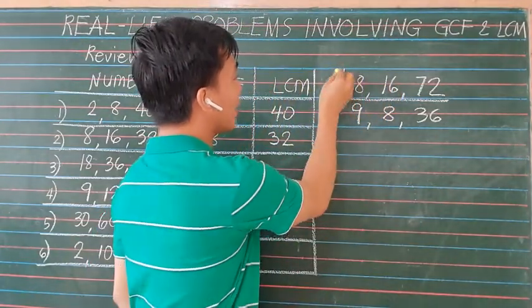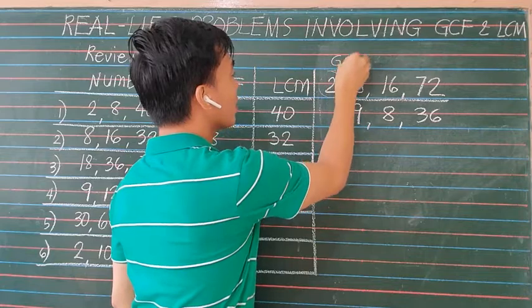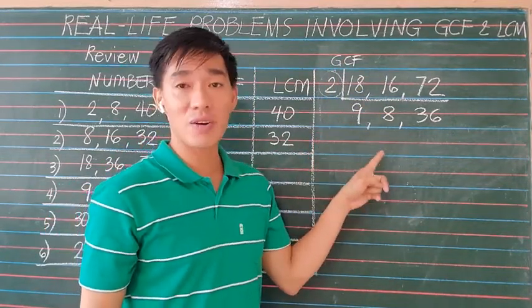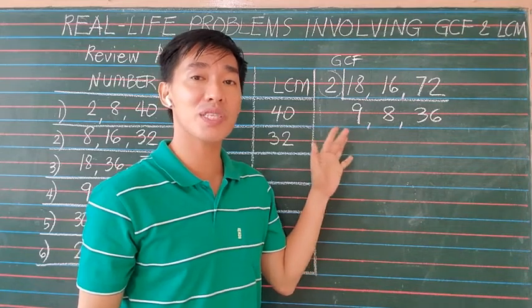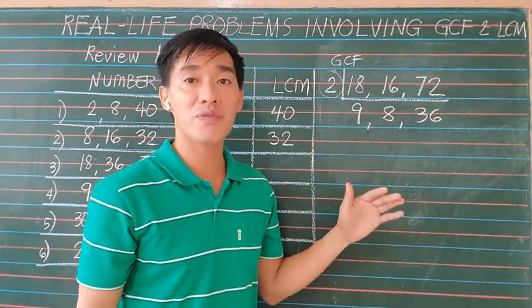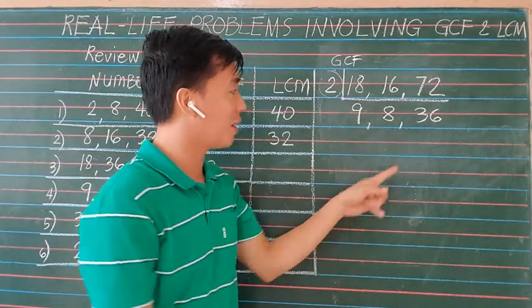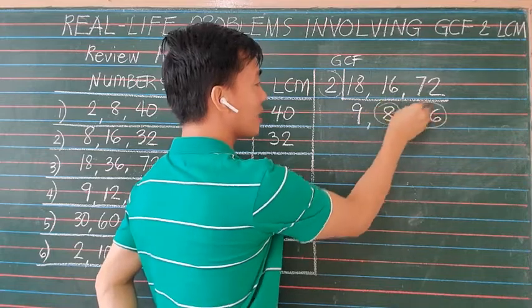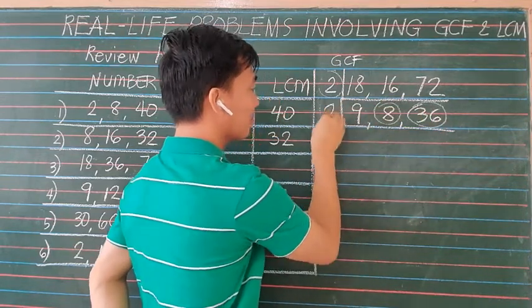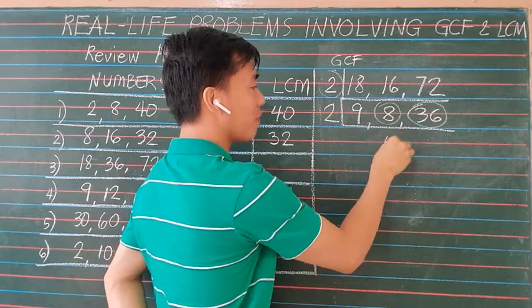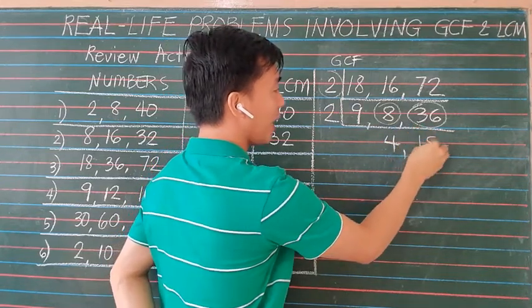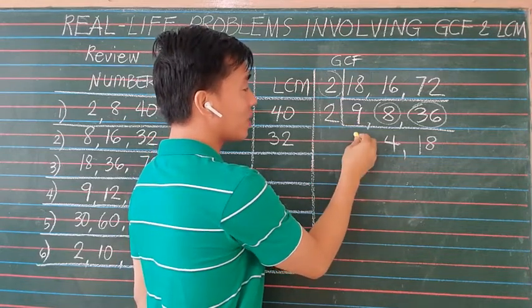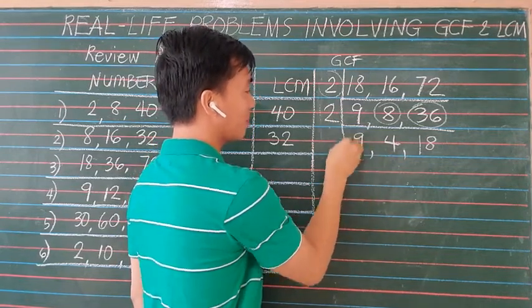Now, because we already identified the GCF, this time you could continue dividing, or you could still use this method, continuous division, in order for you to arrive at the LCM of this set of numbers. Okay, now if you notice, 8 and 36 are divisible by 2. So you divide them by 2, that will give you 4 and 18. Okay? Now, because 9 is not divisible by 2, you just bring down 9.